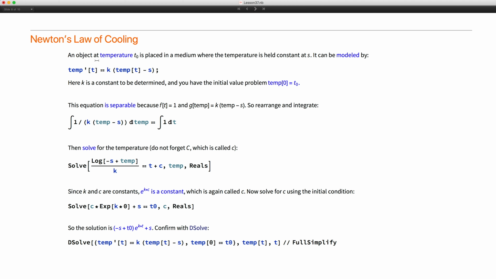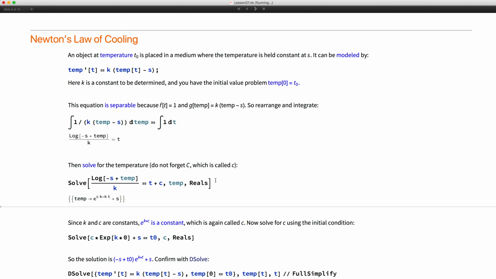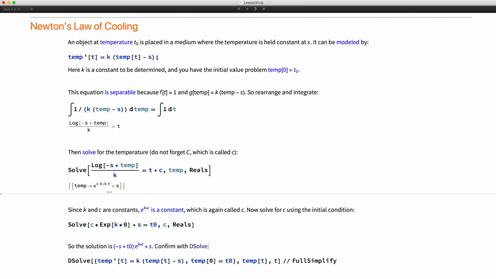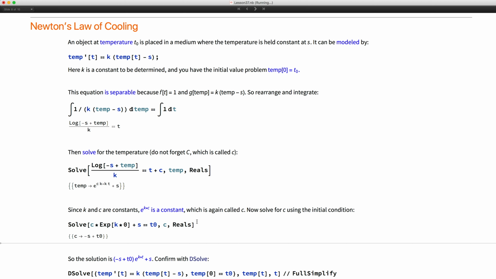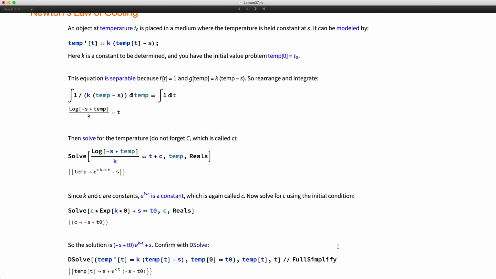Now, of course, over here you have a separable equation, so you separate the variables and you get back an expression for T in terms of temperature, but you want to solve for temperature, so you do that and you get an answer. Now, the point is that e raised to c times k is a constant. So again, you can call that some c, and you solve for that constant. So the final solution is that the temperature at time t is minus s plus t0 times e raised to kt plus s. And you can check the answer with dsolve, and you get back the same expression.